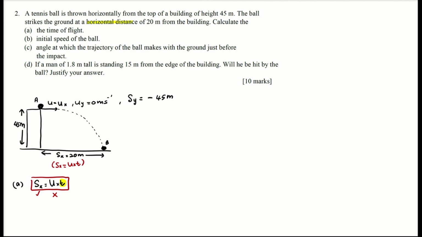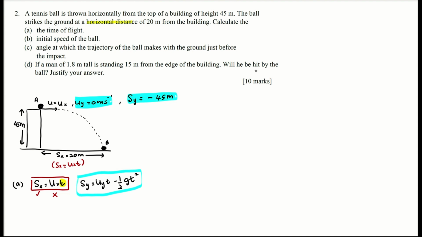Okay, ux tak ada. Tapi you ada maklumat uy, remember here. So you have uy equal to 0, and then you ada pula sy. So you boleh guna y component punya equation, okay, which is sy equal to uyt minus half gt squared. Jadi macam tu lah, macam mana you keluarkan equation yang awak perlukan.